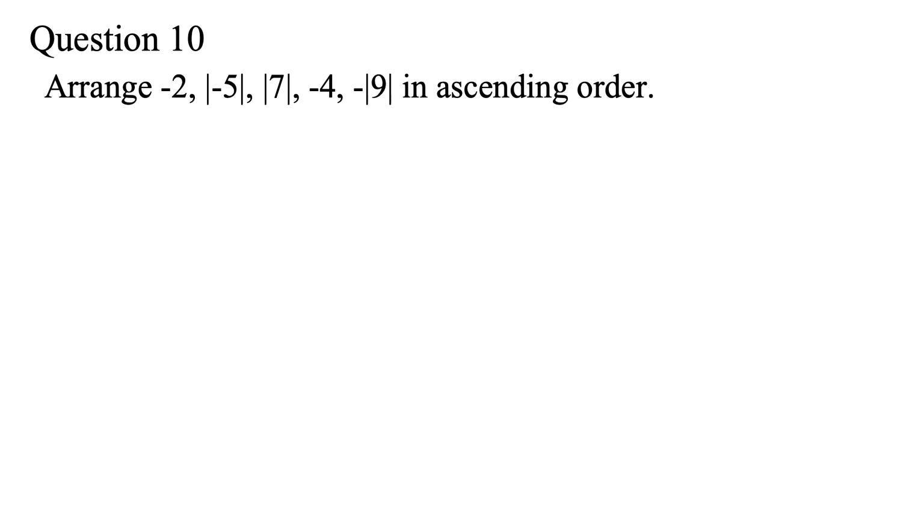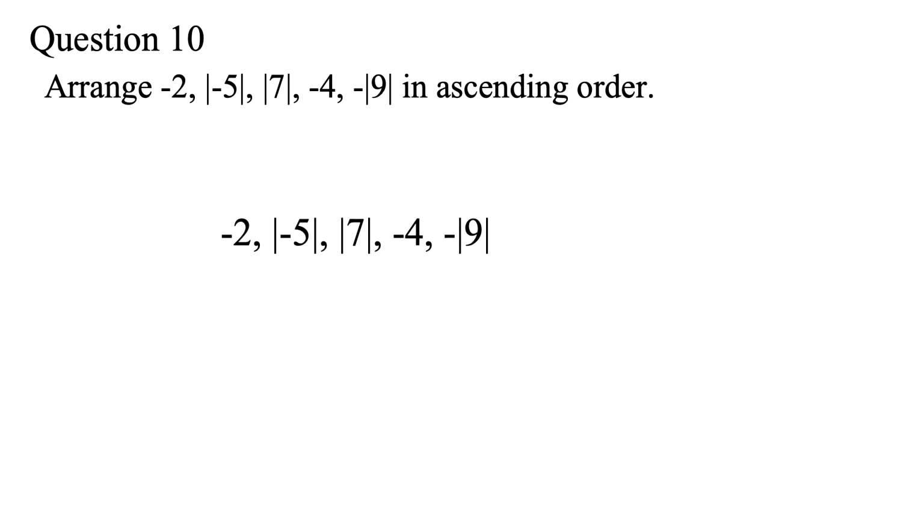Question 10. Arrange -2, absolute value of -5, absolute value of 7, -4, and negative absolute value of 9 in ascending order. Here, we are supposed to arrange the values from smallest to biggest.